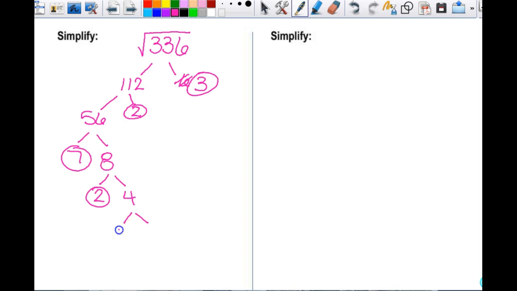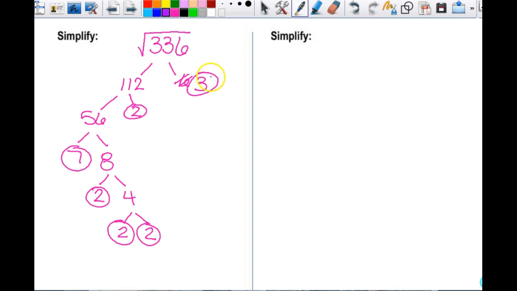And then I'm going to break 4 into 2 and 2. Okay? Now, 4 was a perfect square. I could have stopped there, but I want you to see what's happening with it. Everybody with me on all that? Okay. So now all my branches are done. I start looking for pairs.